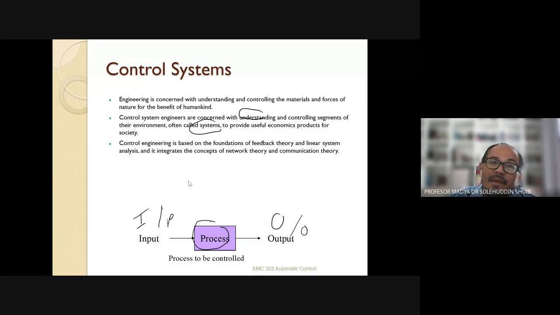And what are the basis of control engineering? What is the basic foundation of it? The foundation is feedback theory and linear system analysis. So you need to recall what you have learned in linear algebra, matrices, and integrate this concept with network theory and communication theory. Whatever you learn in mathematics, especially feedback theory and linear system analysis, you will integrate with the concept of network theory and communication theory.